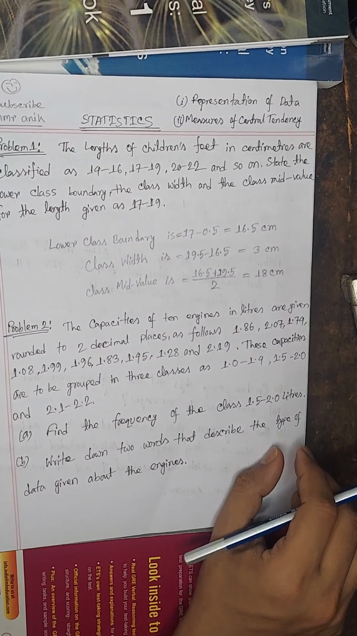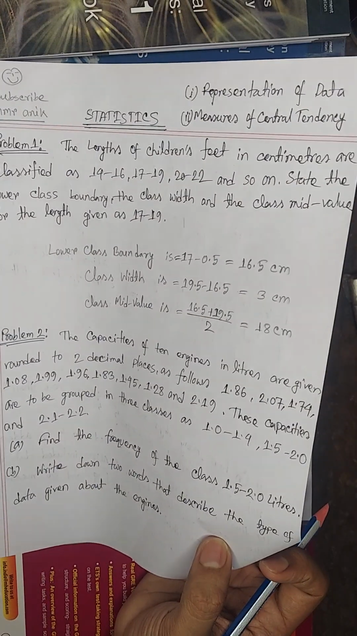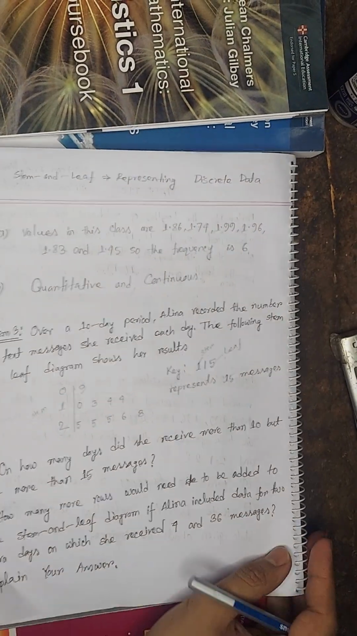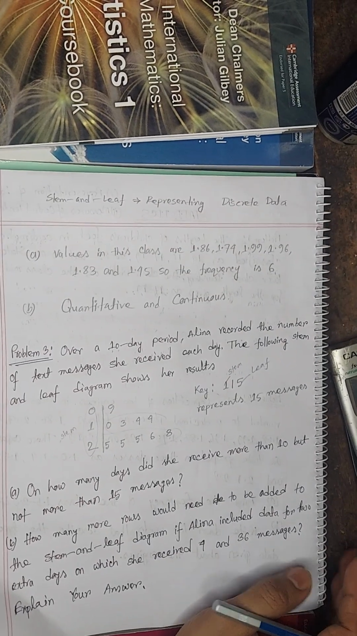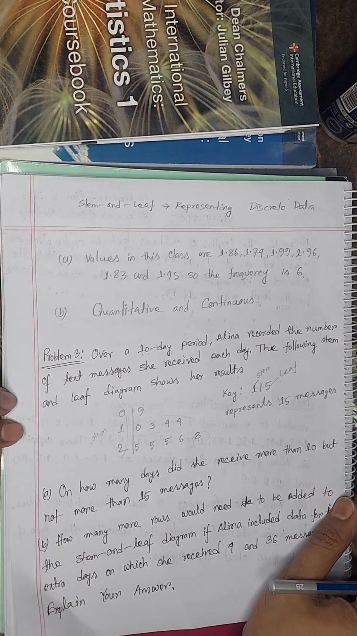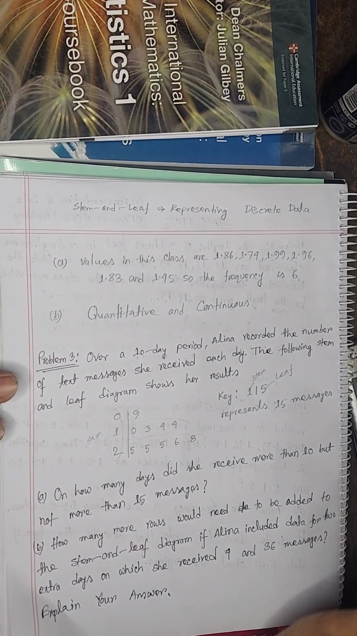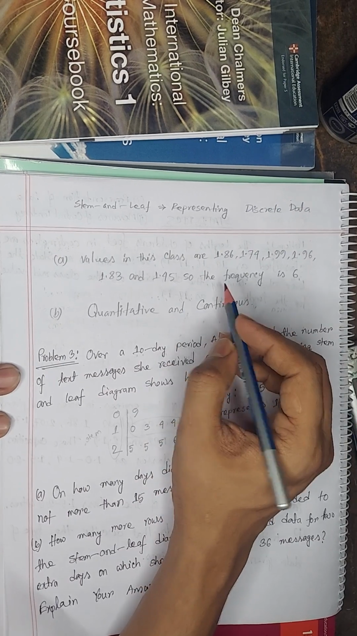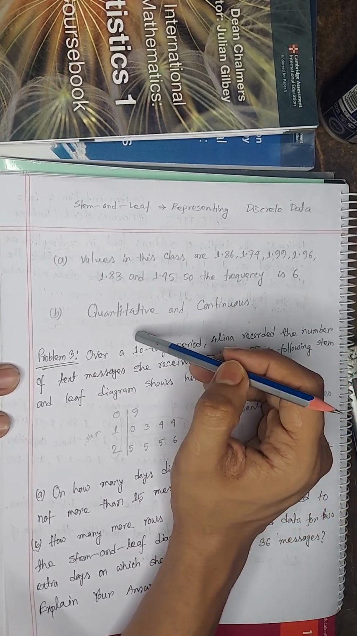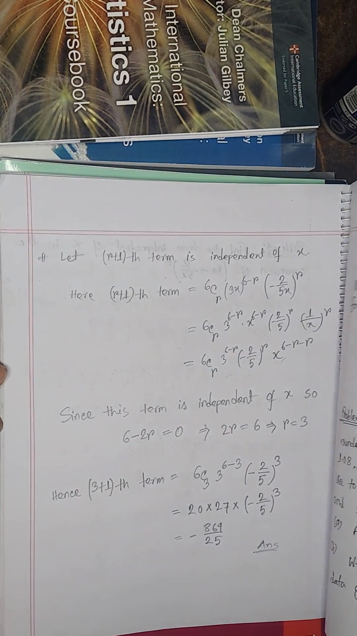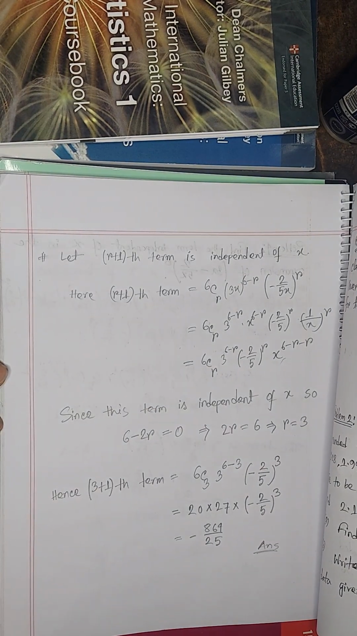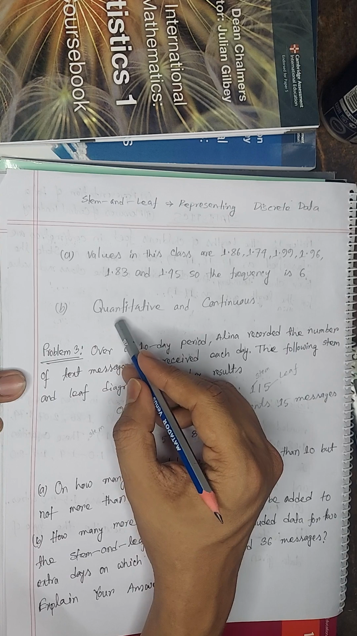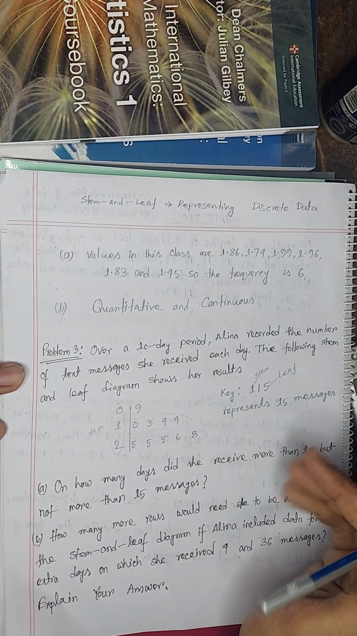So the frequency of the class is the number of values in this class, and these are the values, so the frequency is 6. Then, write down two words that describe the type of data given about the engines. So that will be quantitative and continuous. Okay, now problem 3.